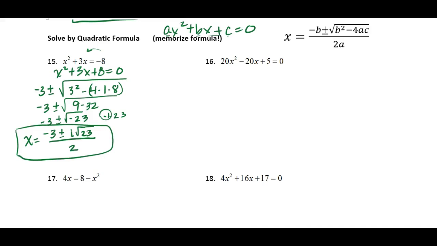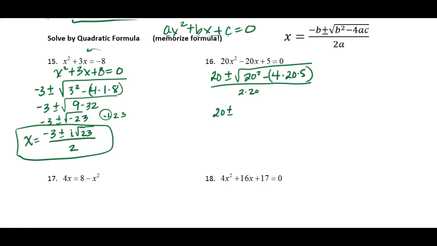All right, let's try 16. This one's already in standard form, so I can just jump right into the formula. So negative b would make that 20 plus or minus 20 squared minus 4 times a times c. I'm going to put that on the bottom. 2 times 20 is near the bottom. So let's clean this up.